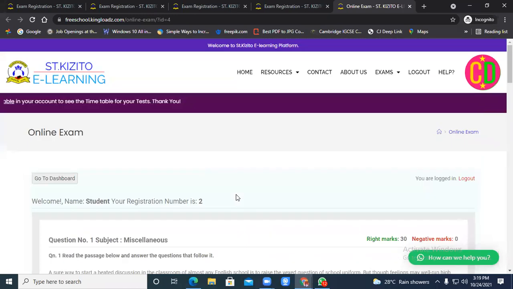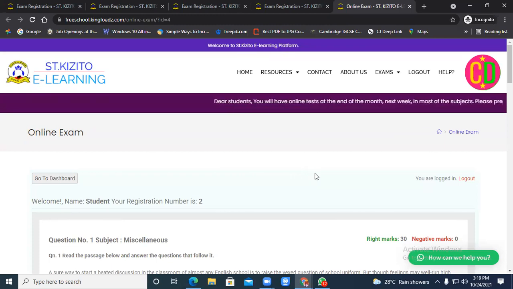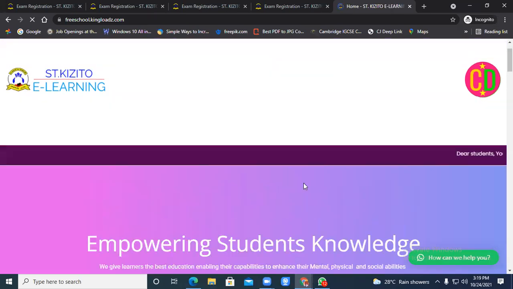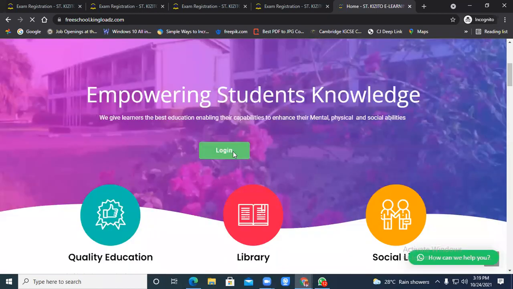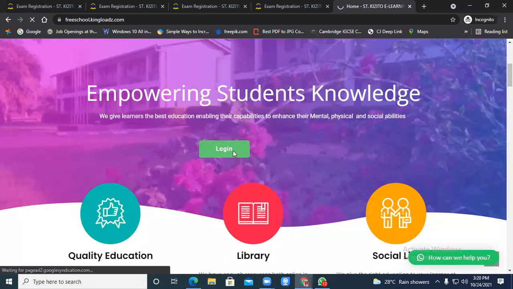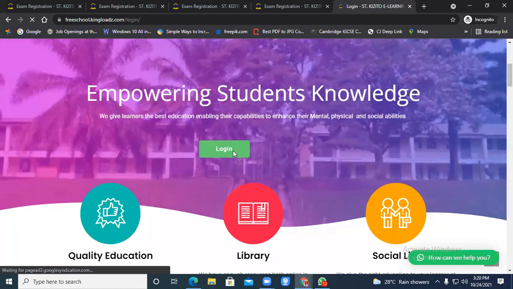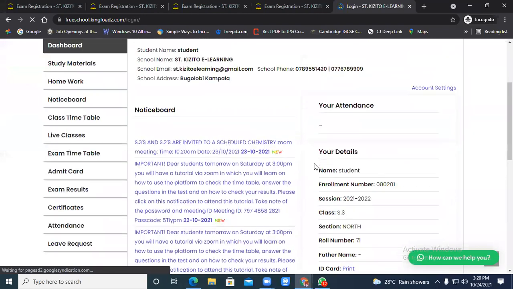This time, if you go to your student account, how do you go there if you have already logged in? You come here and click on home, or click on this icon for St. Joseph's e-learning. It will take you to the main website. Then you click on the word login, and since you have already logged in, it will automatically take you to the student account.